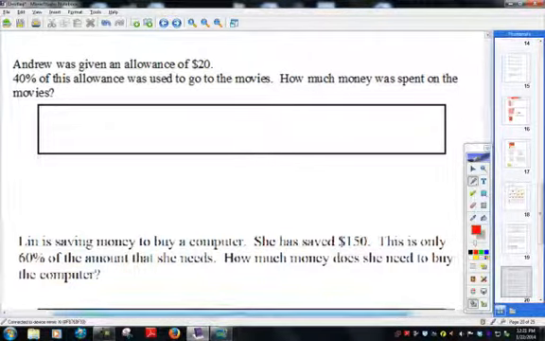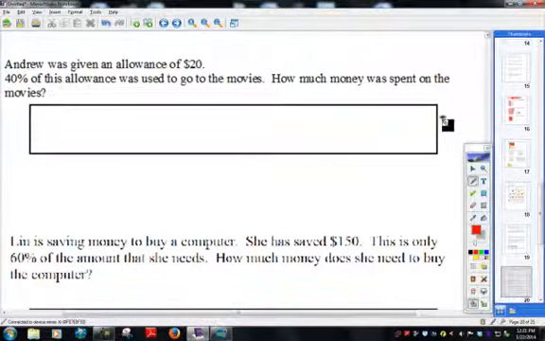Now, I know that this entire strip always equals 100%. And I always know that it's going to equal an actual amount. I don't know what that actual amount is, whether it's money, number of students, number of boys. I don't know yet, but I just know it's going to equal something. So now you have to read it. Andrew is given an allowance of $20. 40% of the allowance was used to go to the movies.